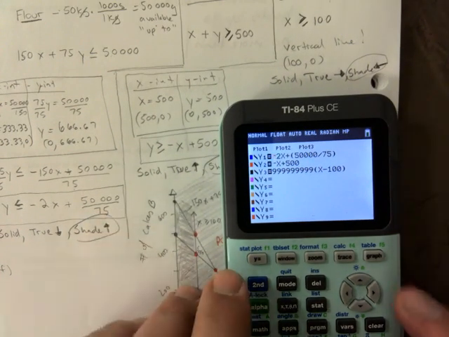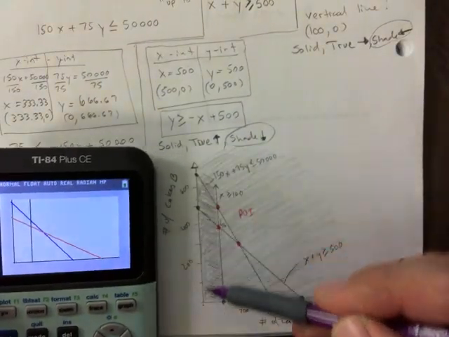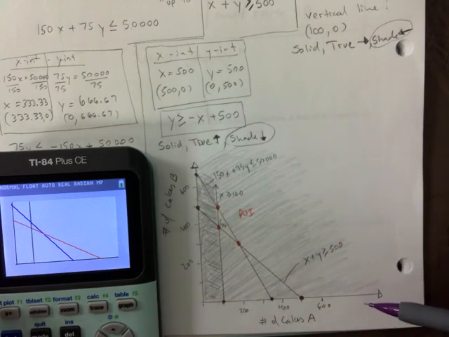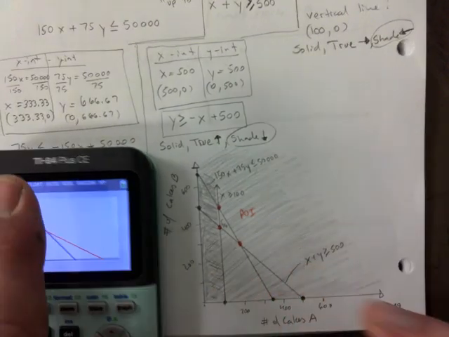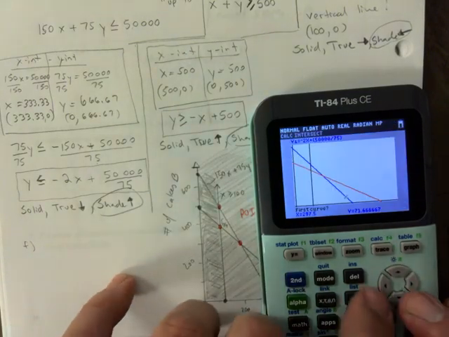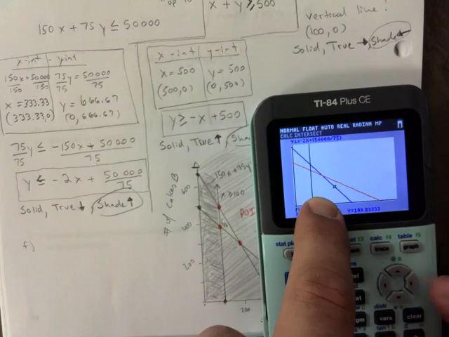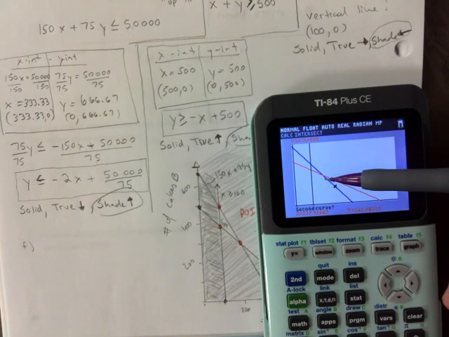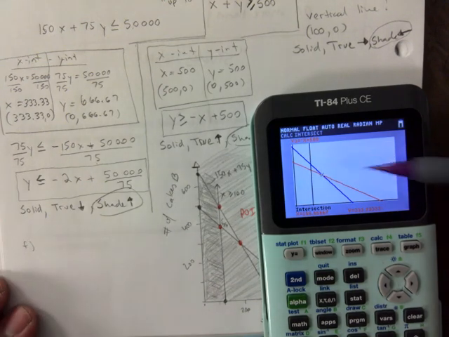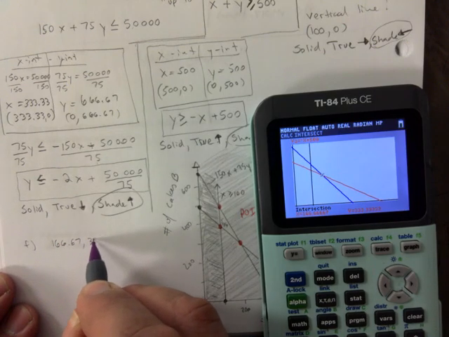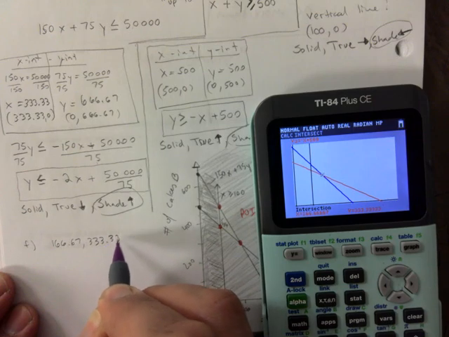Right? You graph it. I used the window based on what I had here. I went y max to like 700, x max to 600. I changed all those things, and then now I see what I need to see. So second trace 5. If you're on the blue line, you hit enter. I'm already on the red, so it's going to find me this intersection. So that's 166.67, 333.33. That's one of them.